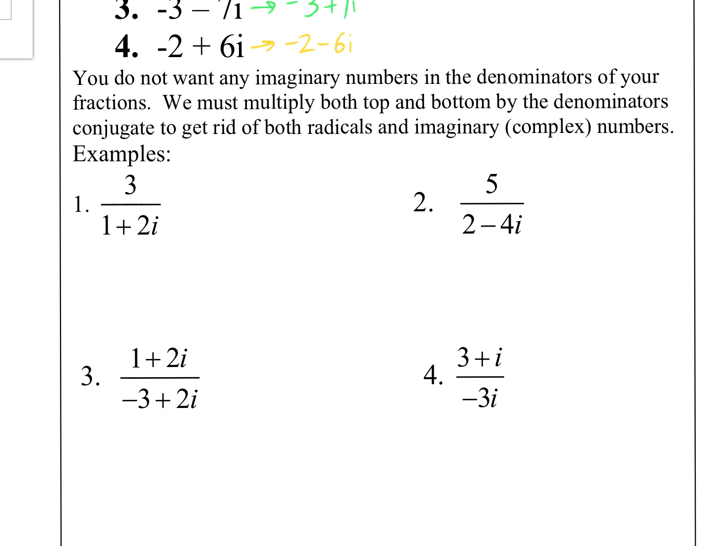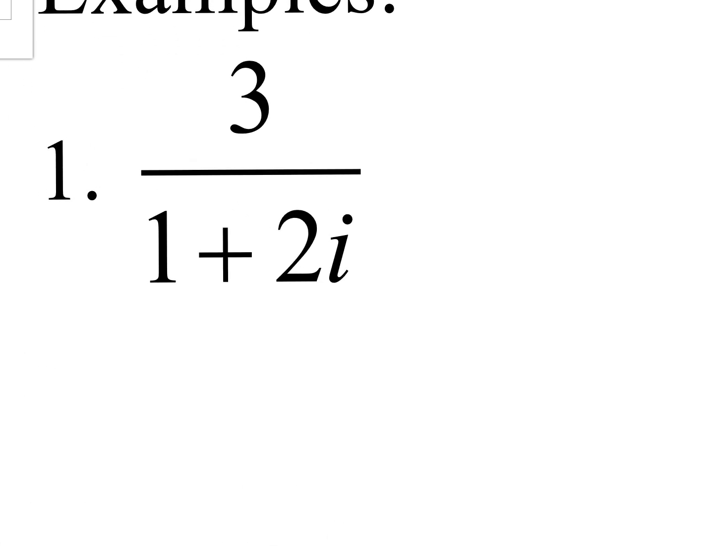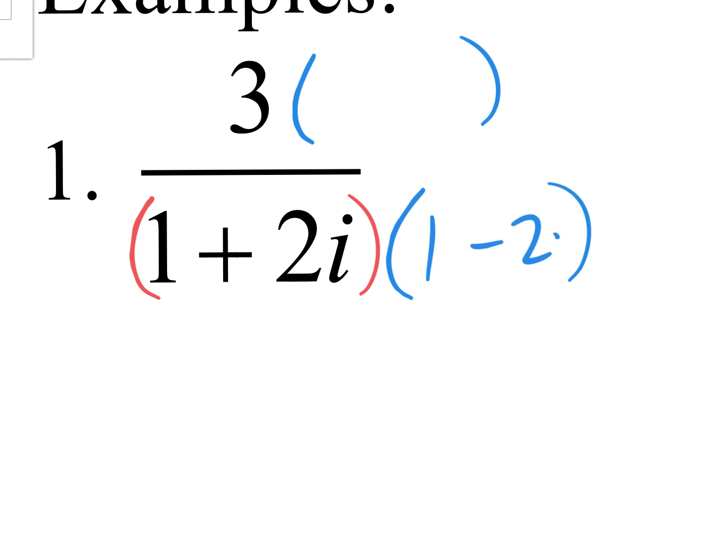So on number one, you don't want to leave an i in the denominator. So you're going to have to take that binomial and multiply by its conjugate. But what you do to the bottom, you do to the top. So you're going to multiply the top also by its conjugate. But what is the conjugate? 1 minus 2i. Great. So everybody please follow along in your worksheet.